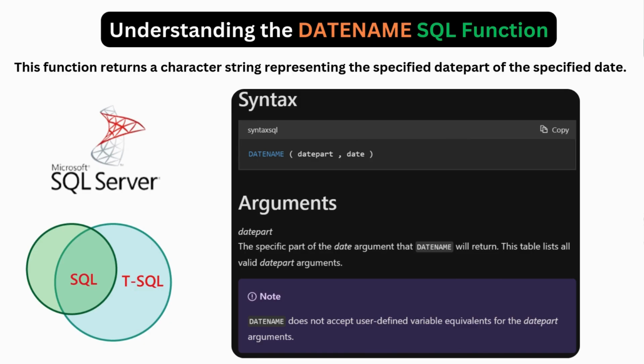So here we are again with a new function, that is the DATENAME function in SQL Server. Suppose you have a date and you want to fetch the month name of a given date, or you want to get the day name of a given date, then you can use the DATENAME function to get this kind of information. Here you can see the DATENAME function takes two parameters. One is date part and another is date.